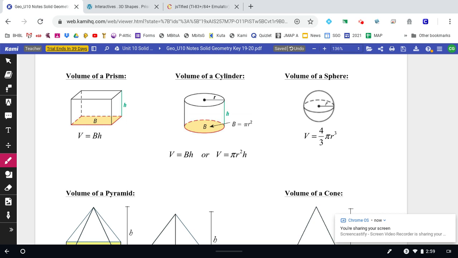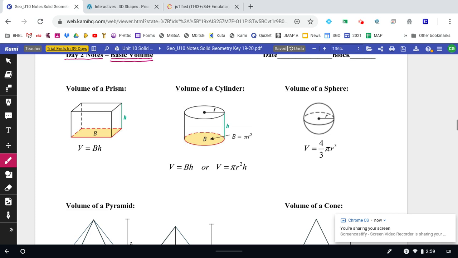So volume, remember, is the amount of space that is inside the 3D figure. And remember that it is a cubic measure. So things like feet cubed, inches cubed, because again, we're talking about little cubes. A cubic measure: how many of these little cubes can you fit into the object? All right, so let's see. First one, volume of a prism.